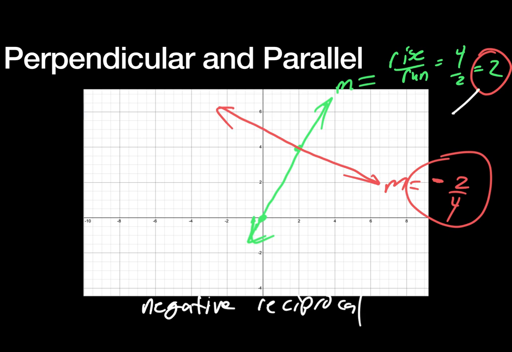Simply means if 2 is my slope of the one line, which as a fraction is 2 over 1, the perpendicular line will take the reciprocal of 2 over 1, which is 1/2. And if this is positive, I make it negative. If this is negative, then I make it positive. So they have to be opposite signs, and they're flipped fractions for perpendicular lines.